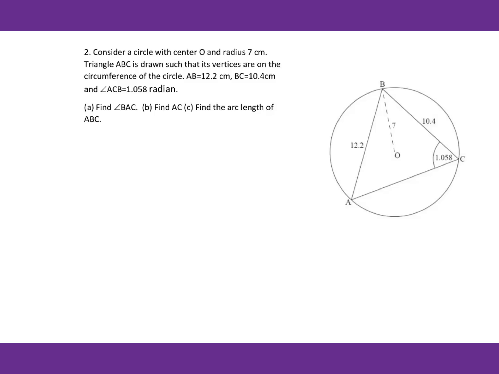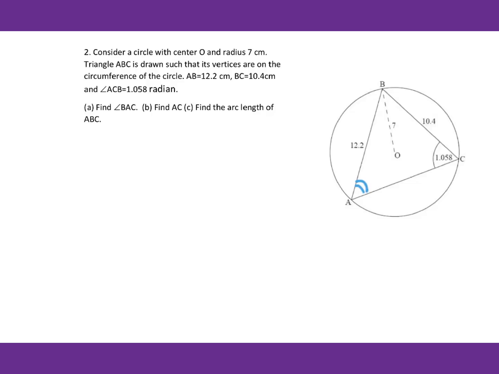Number 2, consider a circle with center O and radius 7. Triangle ABC is drawn such that its vertices are on the circumference of the circle. AB equals 12.2 centimeters, BC equals 10.4 centimeters, and angle ACB equals 1.058 radians. Find angle BAC, this angle.